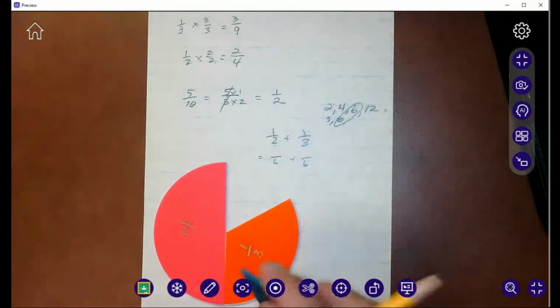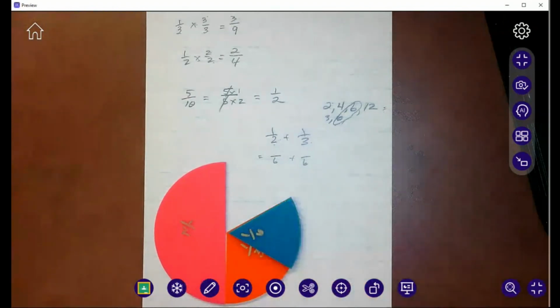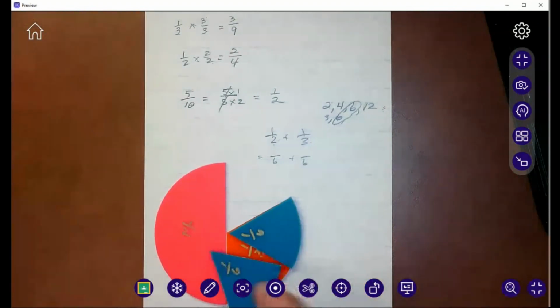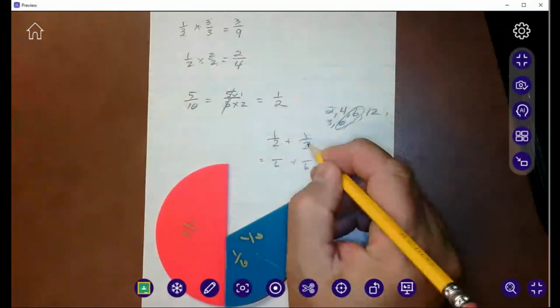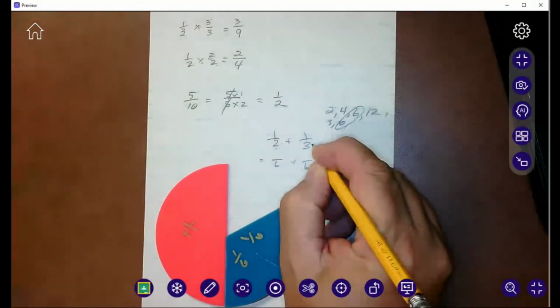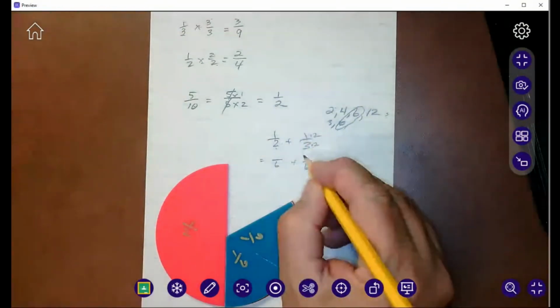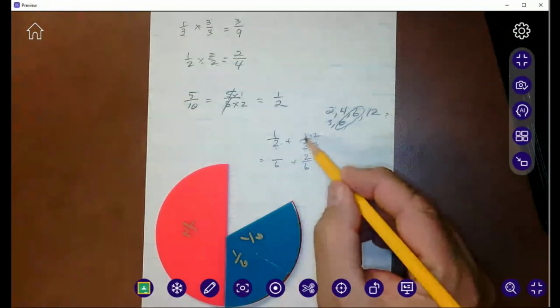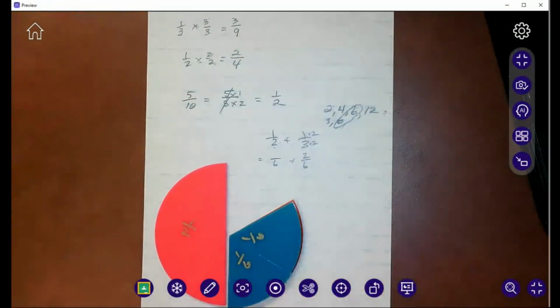Well, if I change 1/3 into sixths, I get 2/6. Because I can take 1/3 and I can multiply the bottom by 2 and the top by 2. And so 1/3 becomes 2/6.